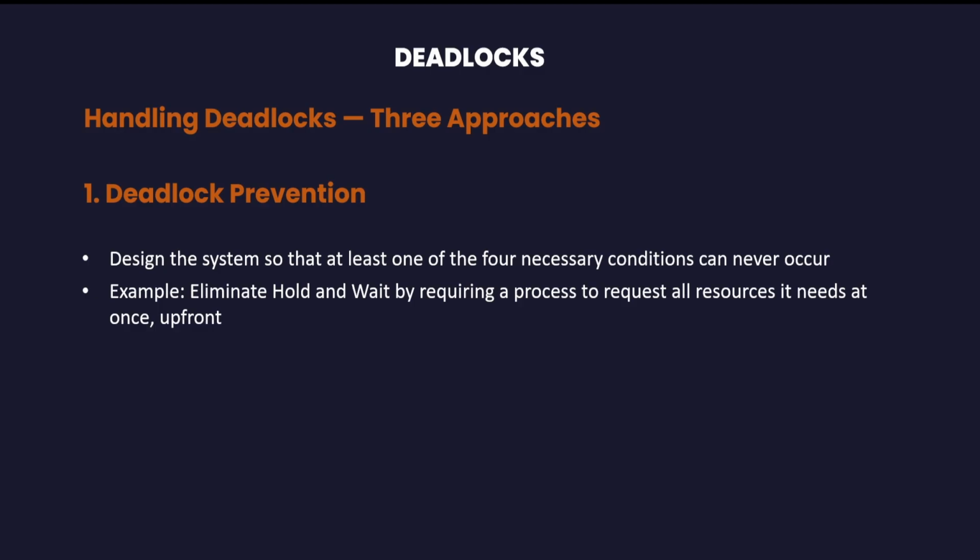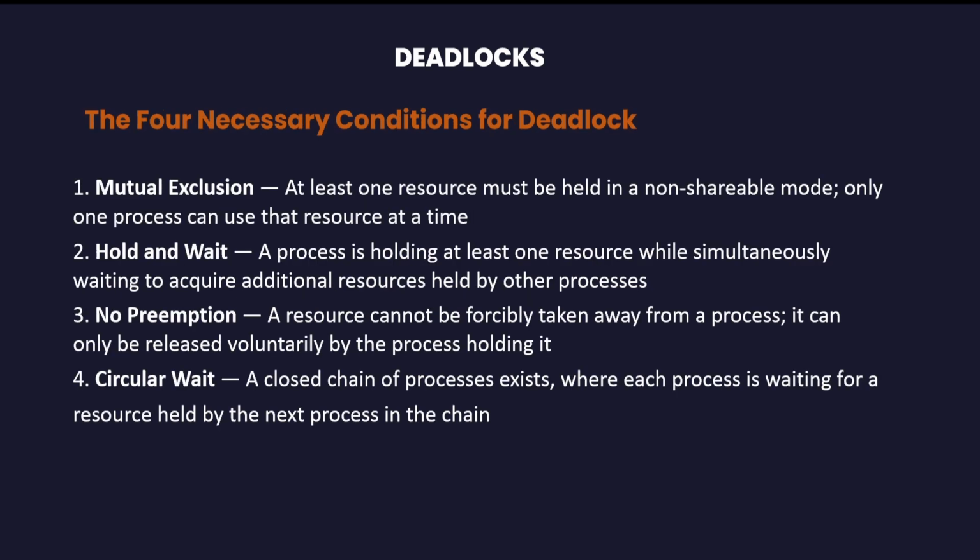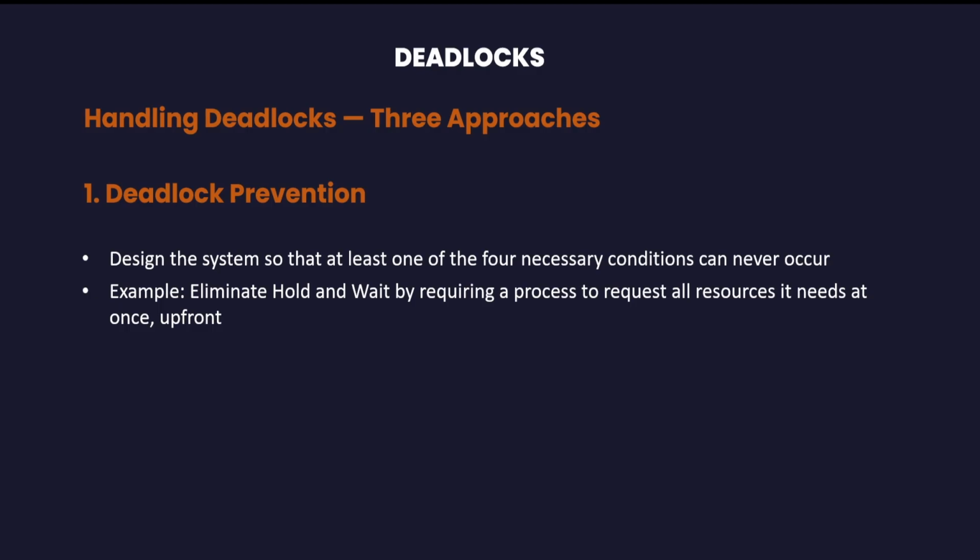First is deadlock prevention. Design the system so that at least one of the four necessary conditions can never occur. What are the four necessary conditions? These four. So you have to design the system in such a manner that at least one of the four necessary conditions never occur. Example is eliminate hold and wait by requiring a process to request all resources it needs at once upfront. So, if a process requests all the resources it needs at once, it will not have to wait for any other resource, and thus we have successfully eliminated hold and wait and deadlock will not happen. So this is the first approach to handle deadlocks.